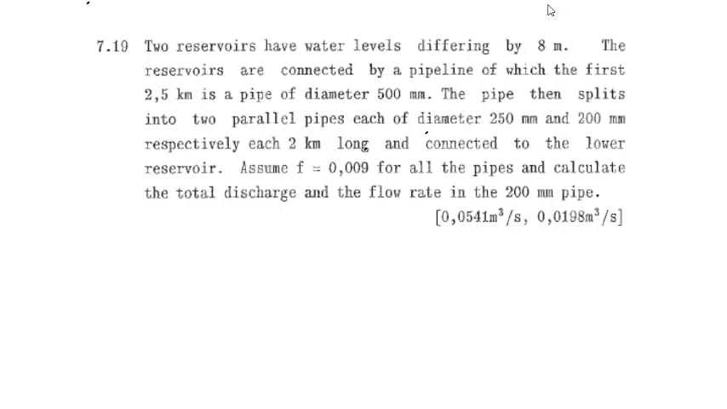Alright, so guys, today we're going to do problem 7.19. It reads: two reservoirs have water levels differing by 8 meters. You'll see here it says 8 meters, so that tells us that we're going to have to use Bernoulli's equation later on.